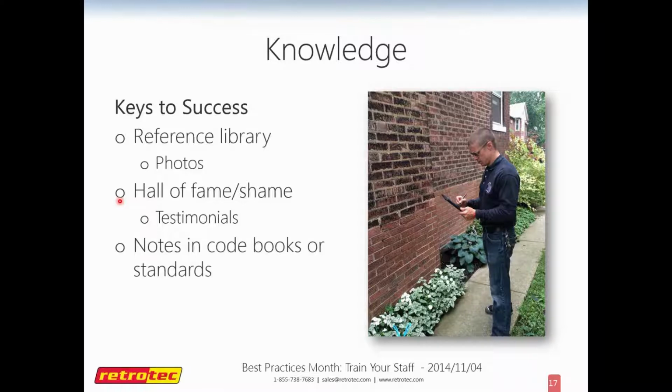Notes in code books are standards. You'll notice in this picture, I'm making notes on a standard that I was curious about. I didn't understand if it really was applicable to this, so I'm making a note in there, and that note is going to be available to everybody else. So now you're looking at somebody who's making notes on standards that we didn't write, but we still are sort of interpreting ourselves. Does it make sense to everybody?